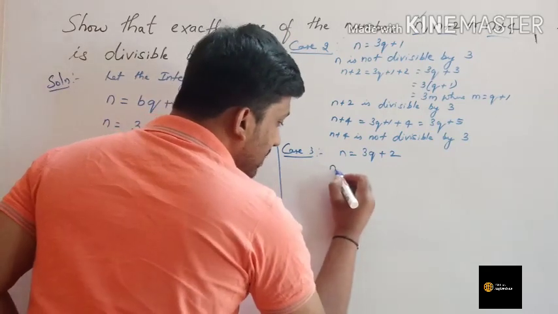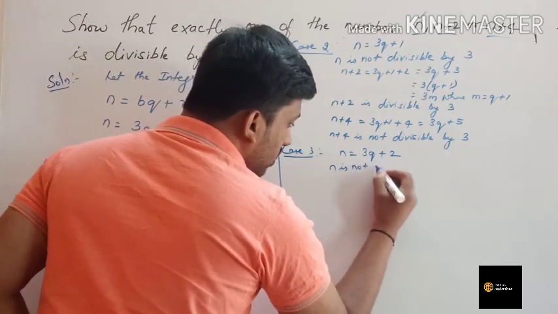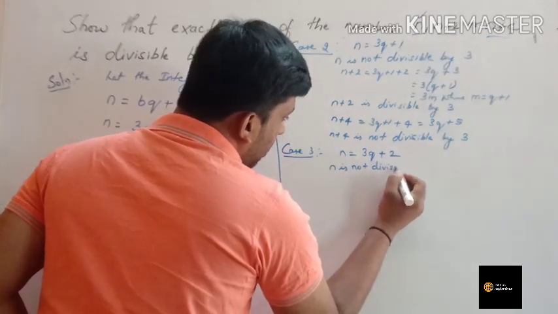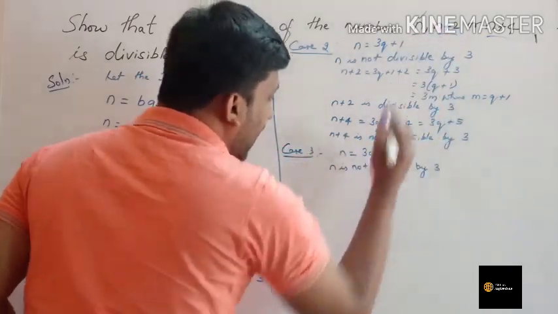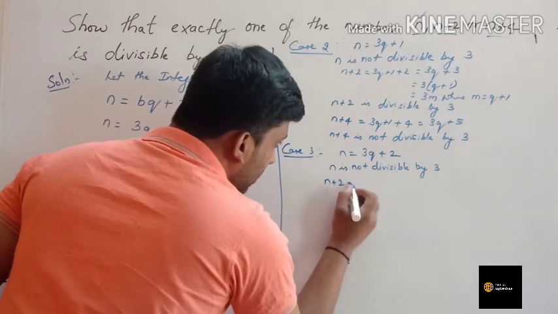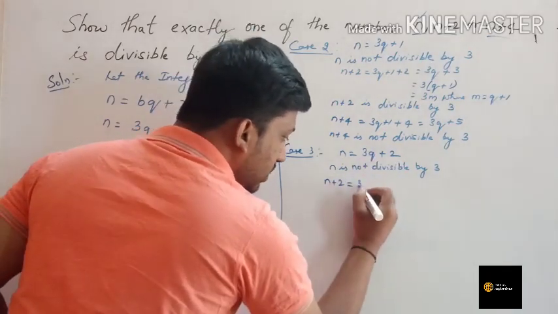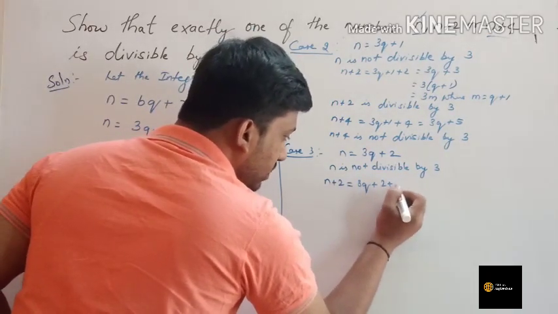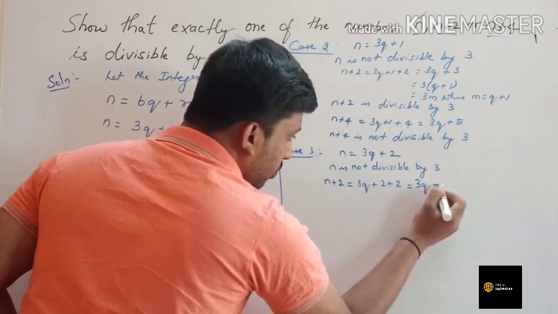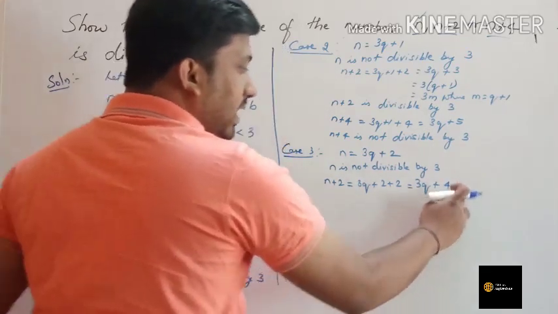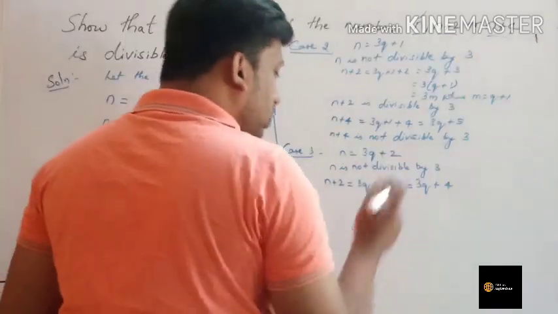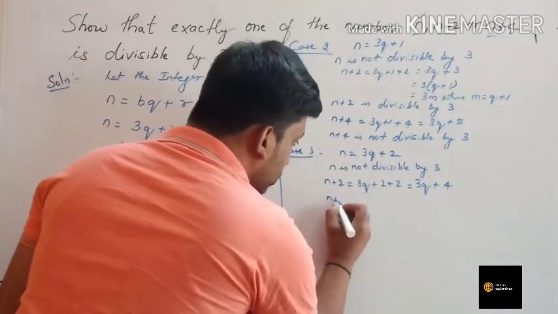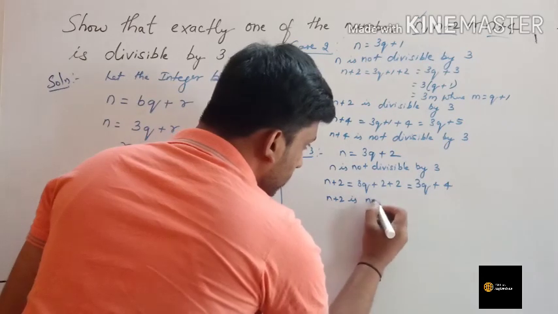So what happens? n is not divisible by 3. Again I am going to take n plus 2. In the place of n I am substituting 3q plus 2. So 3q plus 2 plus 2 becomes 3q plus 4. So again I got a remainder here, 4, and I cannot take anything common here. So n plus 2 is not divisible by 3.